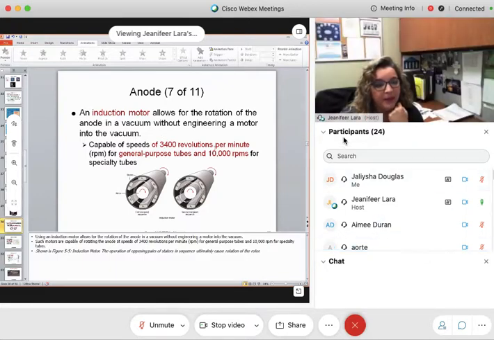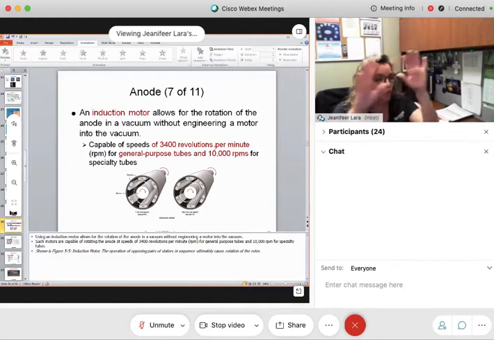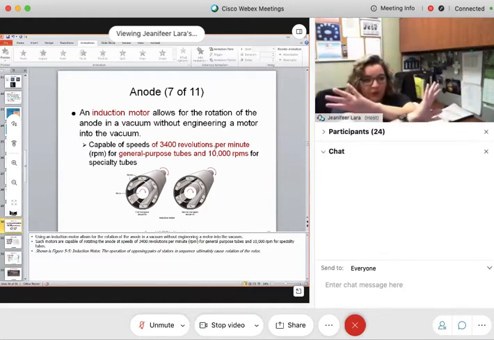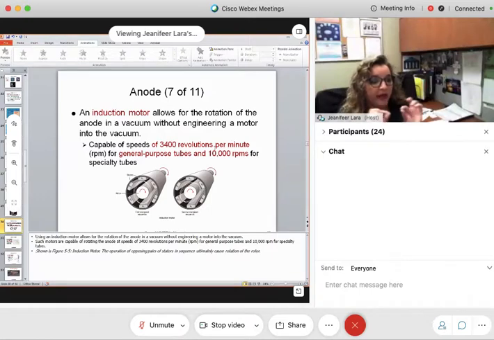3,400 RPMs for a regular X-ray tube. A specialty tube can rotate up to 10,000 RPMs. Those are those high energy, rapid succession machines. Where would we see something like that? Probably in CT.